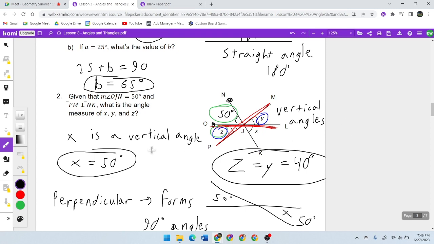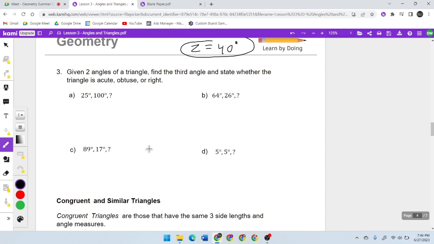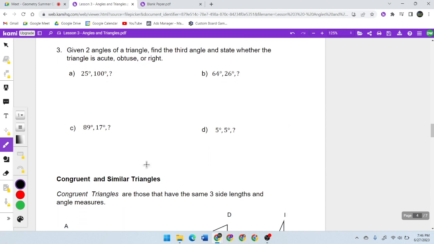Okay. So with that, we're going to move on to the next page. Now for this one, we've got a new problem on our hands. In all the problems in problem 3, I'm going to give you 2 angles of a triangle. You need to tell me what the third angle is, and then you need to state whether the triangle is acute, obtuse, or right, which I'll help you with.